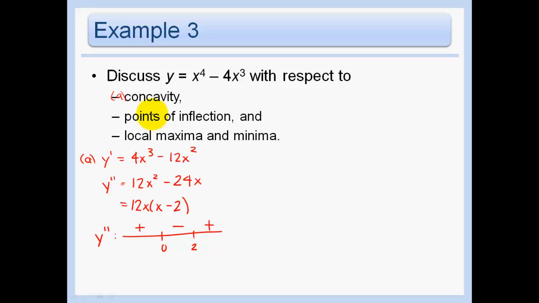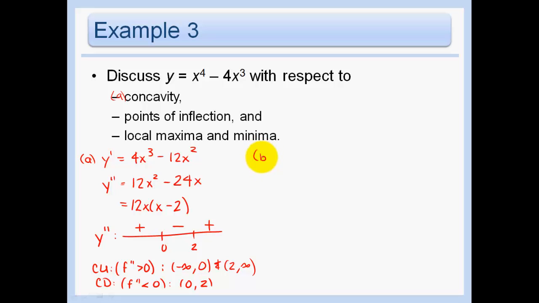a positive. So I know that it's concave up where the second derivative is positive, and that would be from negative infinity to 0, and from 2 to infinity. It's concave down where my second derivative is negative, in other words, from 0 to 2. In order to find my inflection points, well, that's just where I changed from concave up to concave down, and that happened at 0 and at 2.